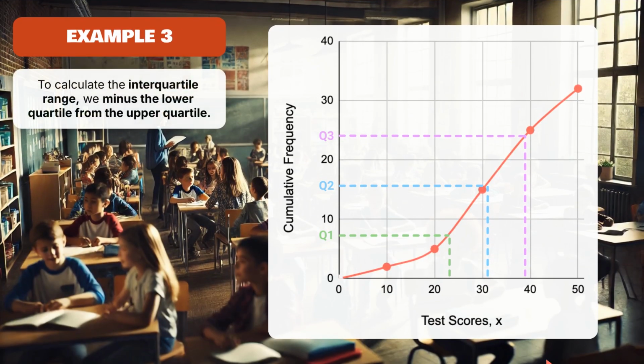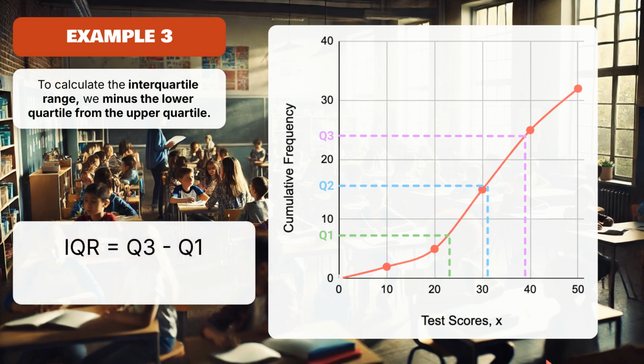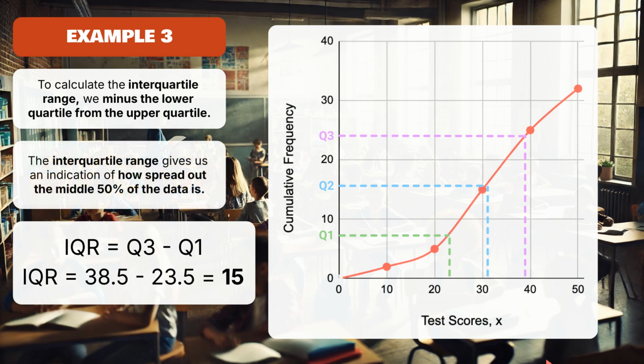Finally, let's find the interquartile range, also known as the IQR. This is calculated as the upper quartile minus the lower quartile. If Q3 is 38.5 and Q1 is 23.5, then the interquartile range equals 38.5 minus 23.5, which is equal to 15. This value gives us an indication of how spread out the middle 50% of the scores are.